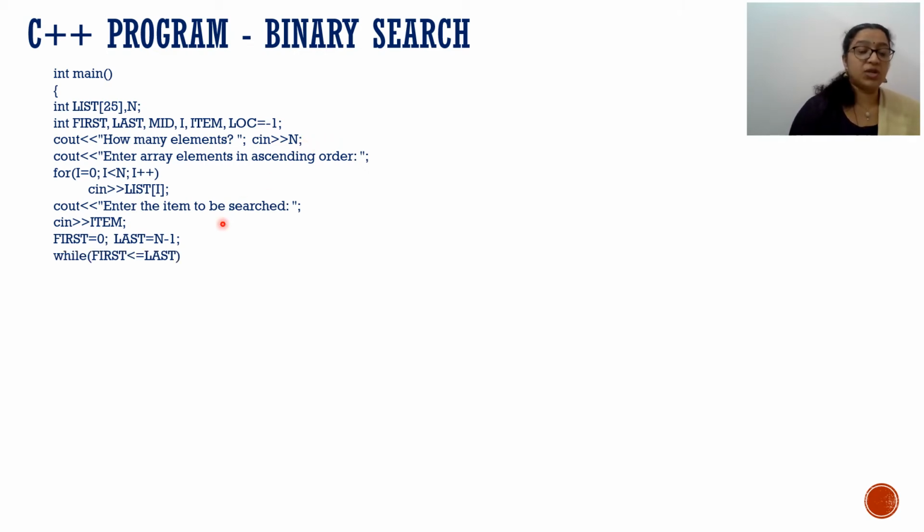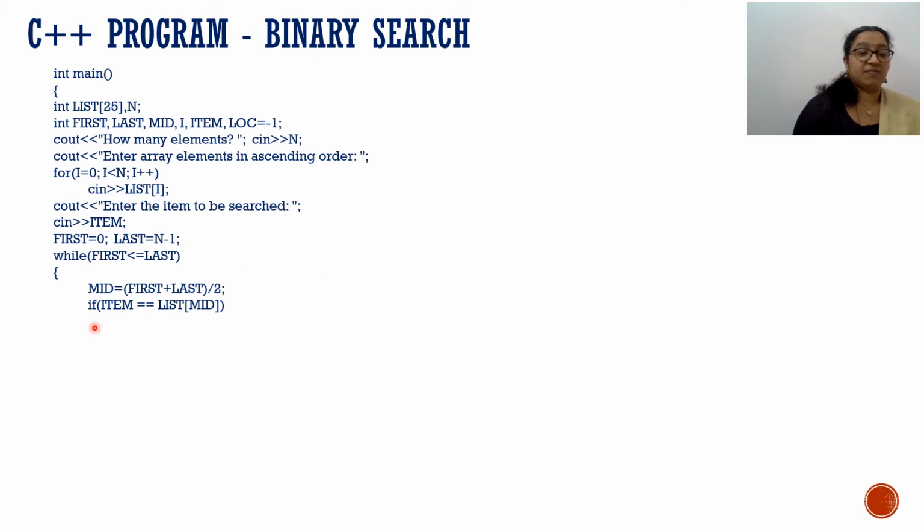Okay. Now the loop begins. While first is less than or equal to last, if first is less than or equal to last, then do the process. So what is the checking here? First we want to find the middle position. So mid is equal to first plus last, whole divided by 2. So we got the middle value in the mid variable.